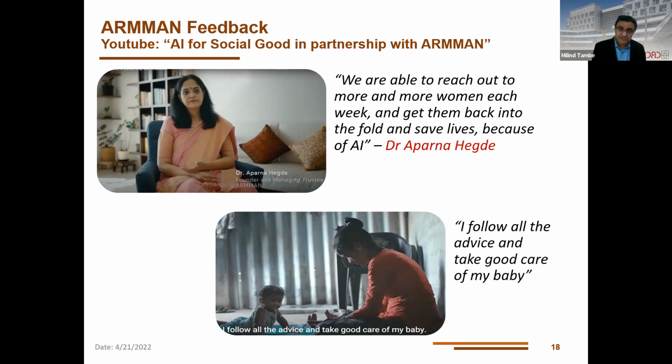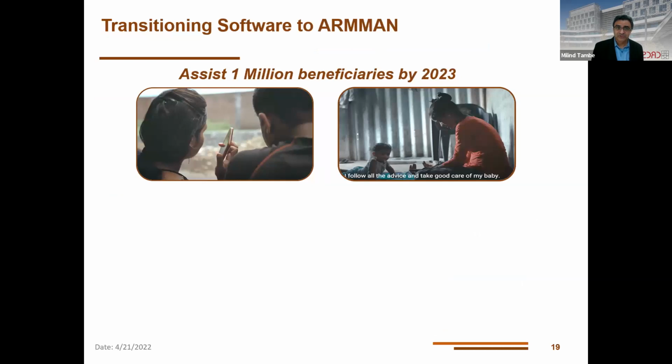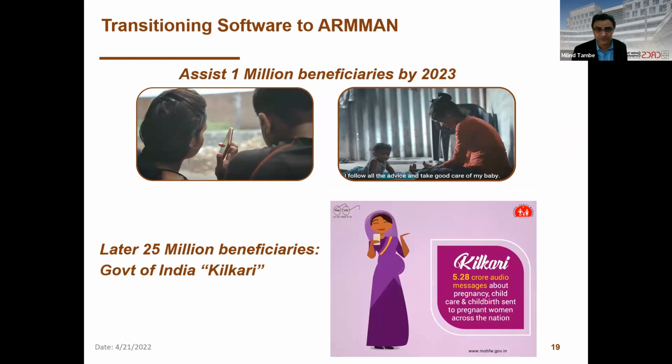So this is our next step now, is to transition this software to ARMMAN and help our goal for 2023, 1 million beneficiaries to be helped using our algorithm. And in the future then, transition to another program called Kilkari, which is similar to ARMMAN, but on an India-wide scale, which works with millions and millions of mothers. This 5.28 crore translates to 52 million messages going out. And so we are hopeful that we can be of assistance to these programs, helping mothers and babies.